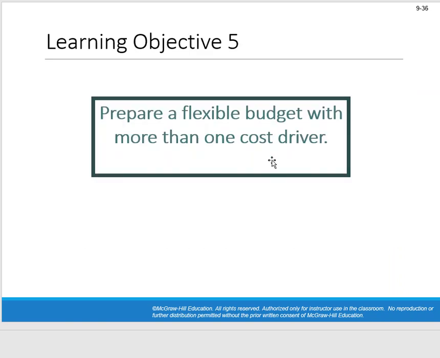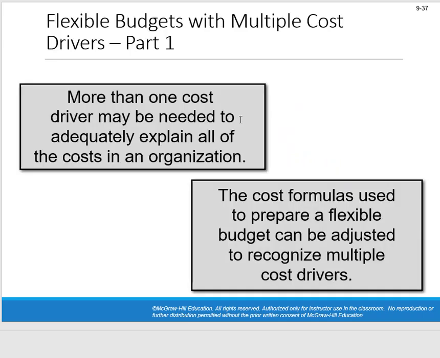What about a flexible budget with more than one cost driver? We can do that. Sometimes more than one cost driver might be needed to explain all of the costs in an organization. And we've looked at this idea of having multiple cost drivers in previous chapters. So we can have cost formulas in our flexible budget that can be adjusted to recognize multiple cost drivers.